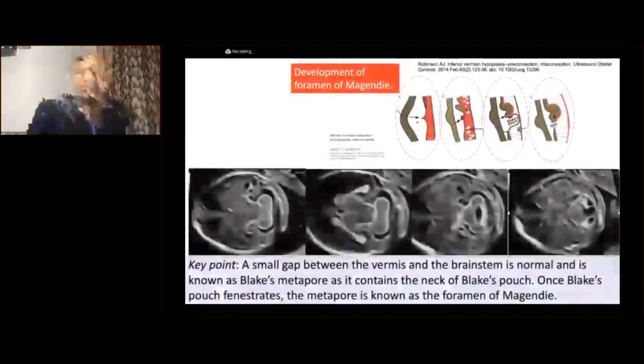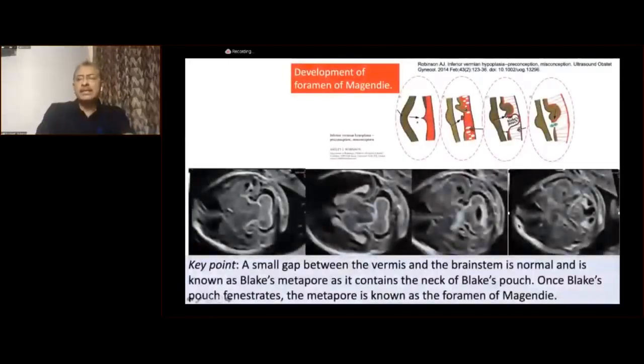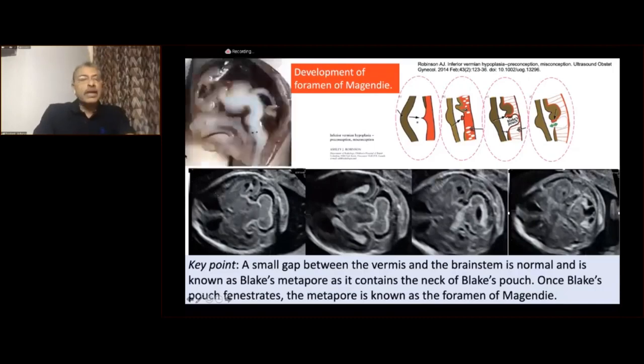As far as the foramen of Magendie is concerned, this is what I think you will be able to see: the choroid plexus, the Blake's pouch, and this is going to get fenestrated, and from there the foramen of Magendie is going to be developed. Now look at this.